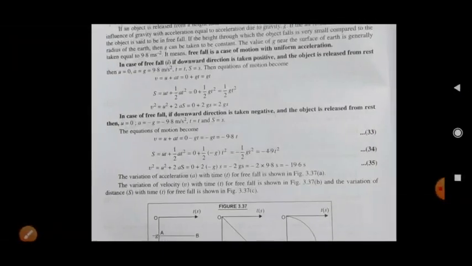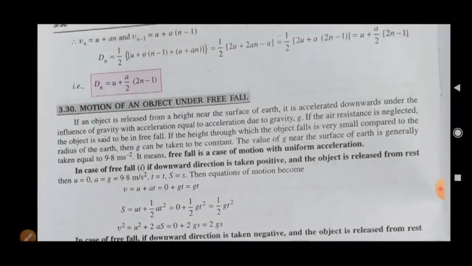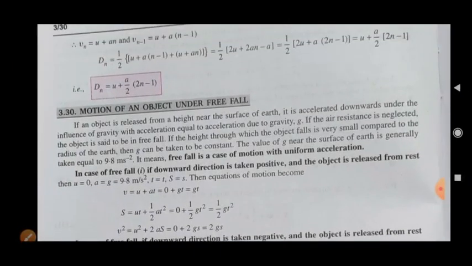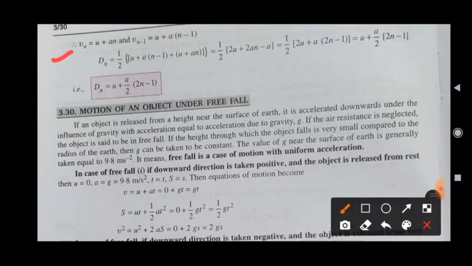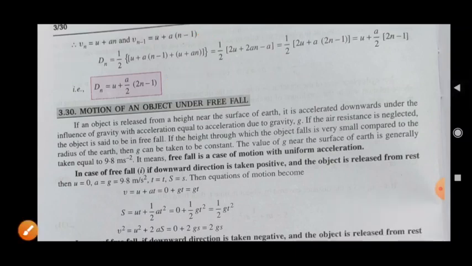So what we can write now, just a second, yeah, this one. If you write down now, Vn is equal to u plus an, and Vn minus 1 is u plus a(n minus 1), and now you can place these two values in Dn, and if you solve, then you can find out the distance traveled by any object in the nth second. So this is the formula for that type of question. So I think that is now clear.